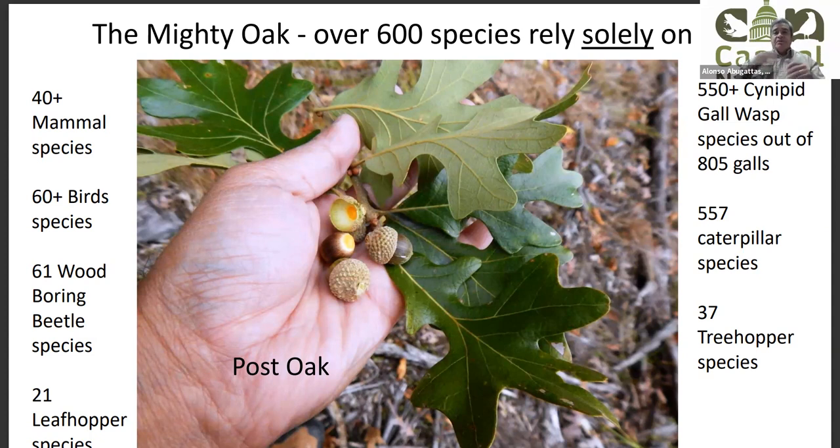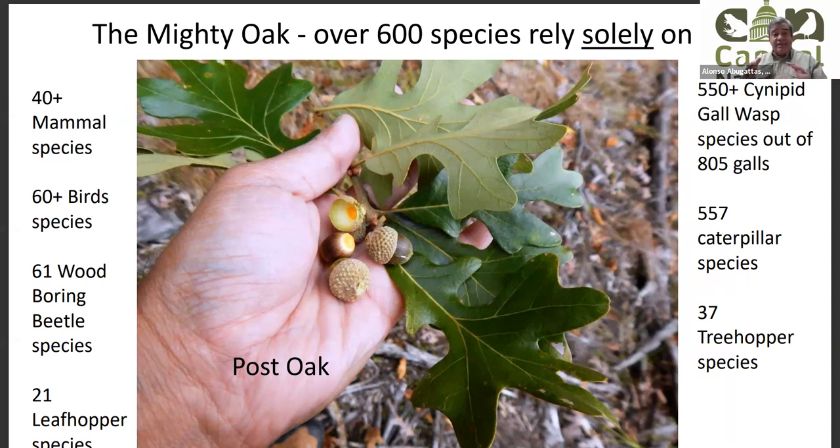In fact, there are over 600 species that solely rely on it, which means that if something happens and our oaks are wiped out, and it's happened before with things like the chestnut, then you know what? There are 600 species that will be very likely to go extinct because they don't have oaks.